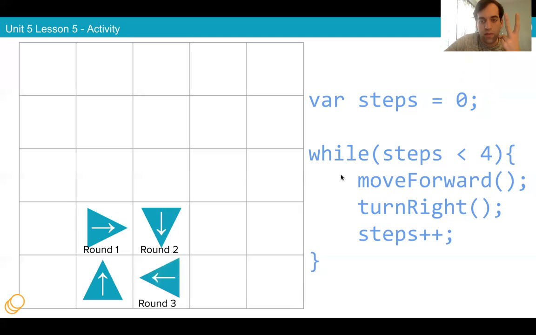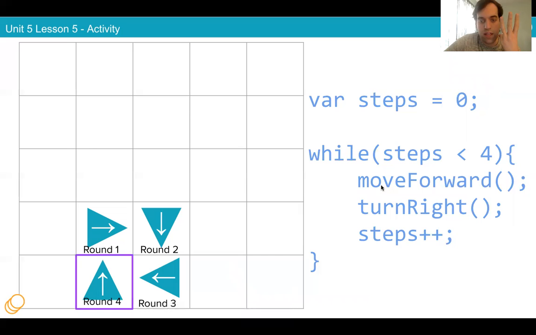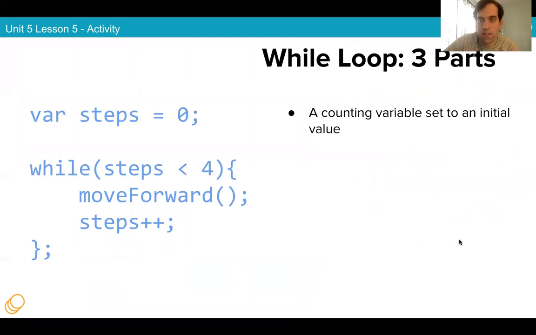Next step, same thing. We're going to move forward, turn right, add 1 to steps, so now steps is 3. And now we are going to do the same thing again. We're going to move forward, turn right, add 1, and now steps is 4. And if we start it over again, remember it's while steps is less than 4. Well, now steps equals 4, so now we're done. So we get ejected out of the while loop, and you can see we ended in the exact same place where we started. So we just made a big circle, but that's what happens, okay?